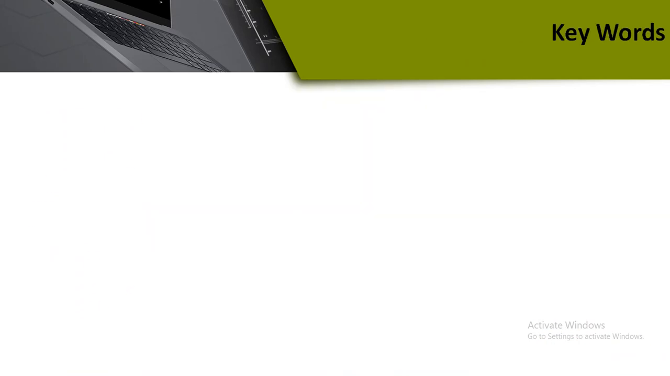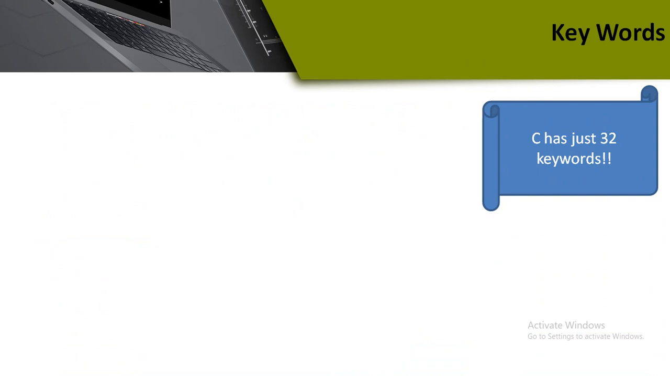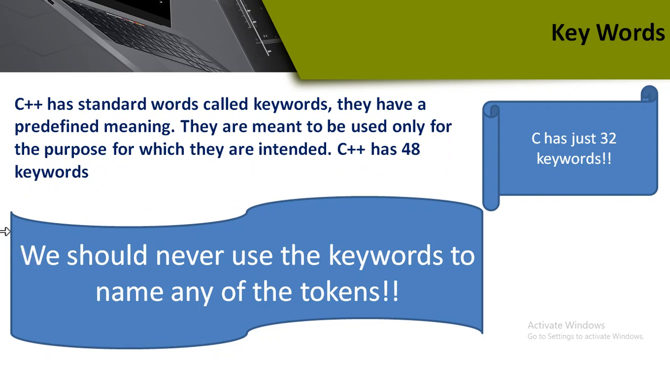Keywords. Keywords have a place of sanctity in programming circles. Any programming language, as a matter of fact, will come with a package of keywords which connote some kind of special thing and special kind of action. Whenever a compiler encounters a keyword, it knows how it should behave. That means the function and the utility of a keyword has already been defined. C++ has standard words called keywords. They have a predefined meaning. They are meant to be used only for the purpose for which they are intended.